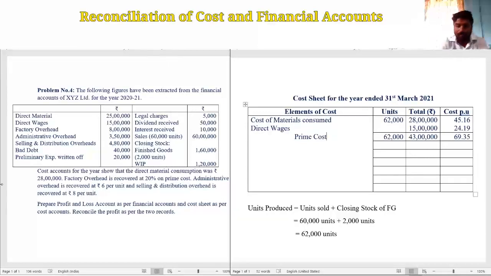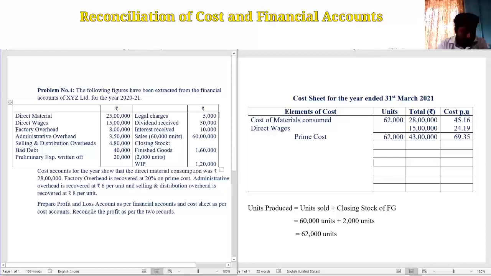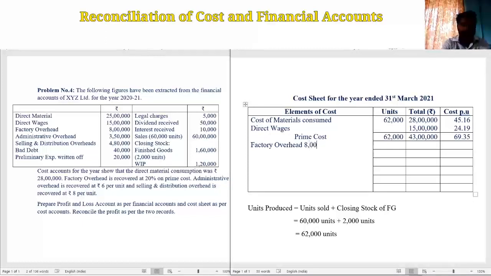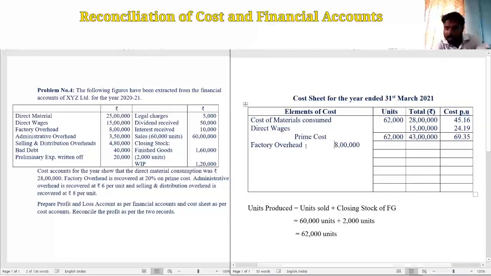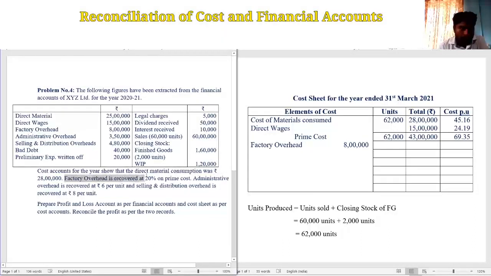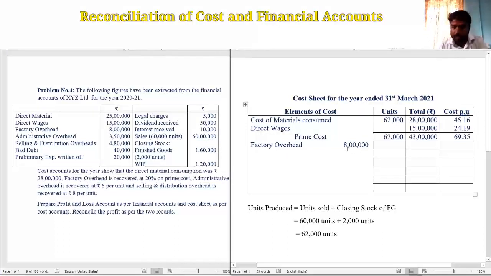Next, factory overhead. Factory overhead is given directly, 8 lakhs. Write the factory overhead in the inner column, 8 lakhs. There is no opening work in progress, but there is a closing work in progress. Sorry, factory overhead is not 8 lakhs, it is as per financial books. It is given that factory overhead is recovered at 20% on prime cost, so not 8 lakhs.